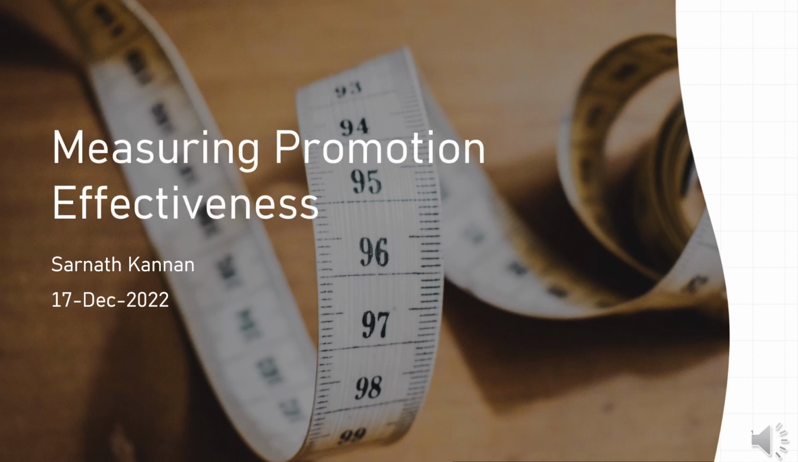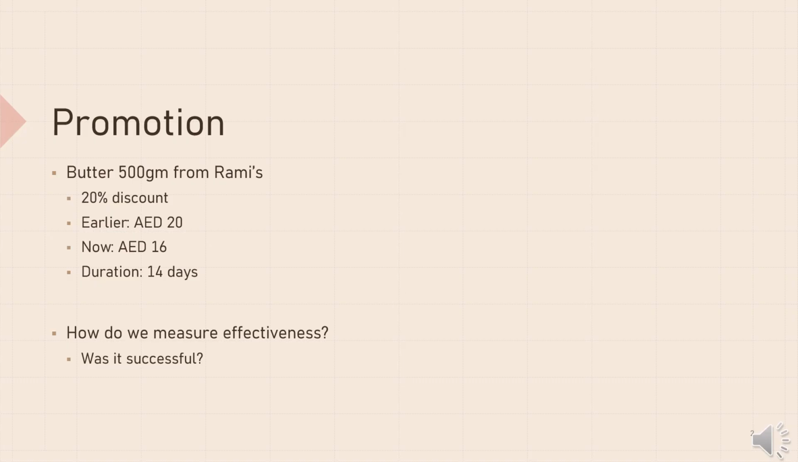Hello everybody. In this video, I will show you how to measure the effectiveness of a sales promotion. Let's say we ran a promotion for butter 500 grams from a brand called Rami. The original selling price was 20 dirhams. We are selling at 16 dirhams now, which means that we are offering a 20% discount.